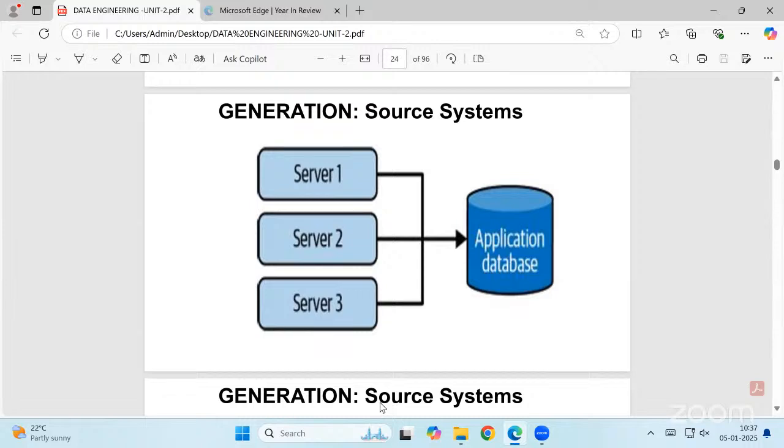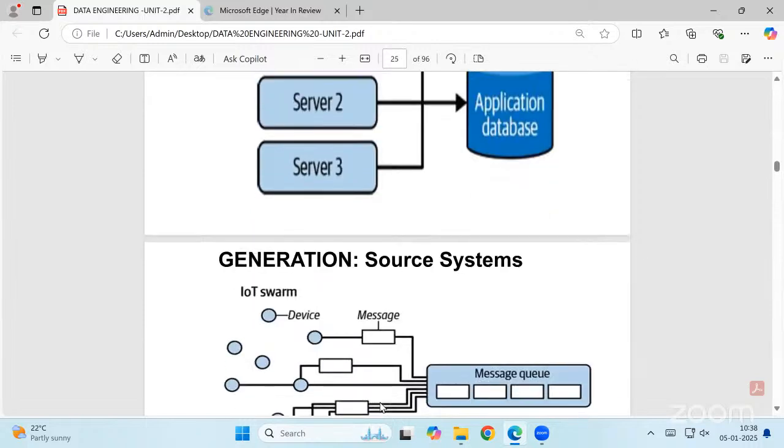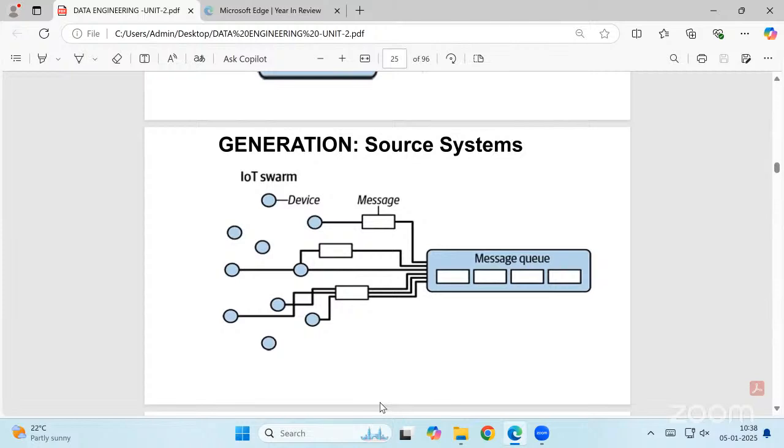Now data generation, this is collection, but data is generated from different sources. And now this is IoT devices. IoT stands for Internet of Things. It means what? A general example of IoT.